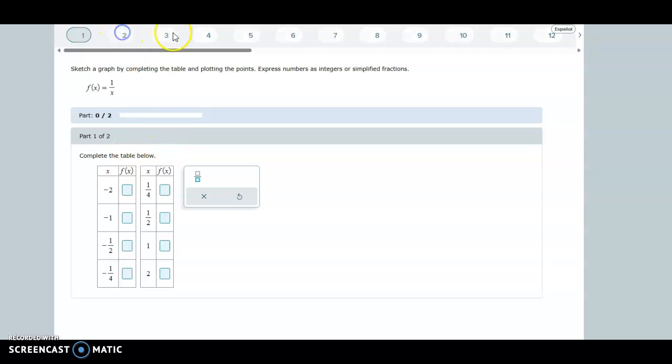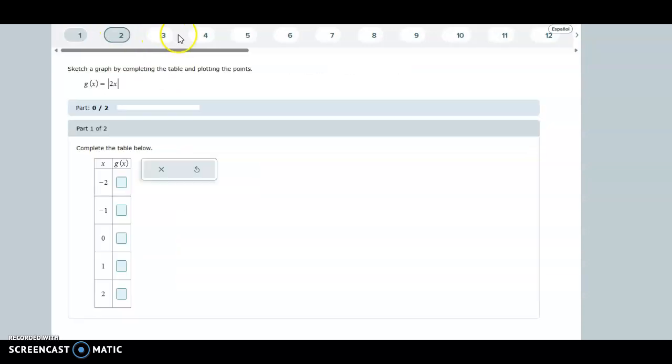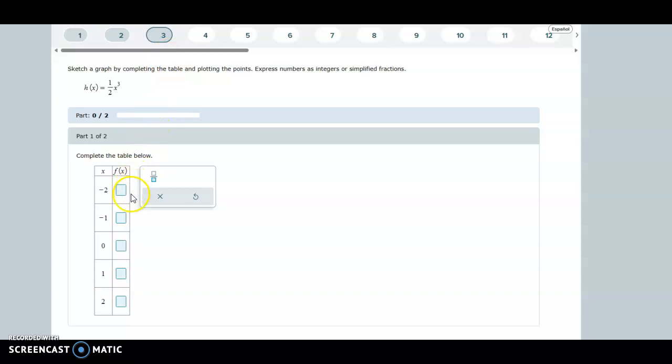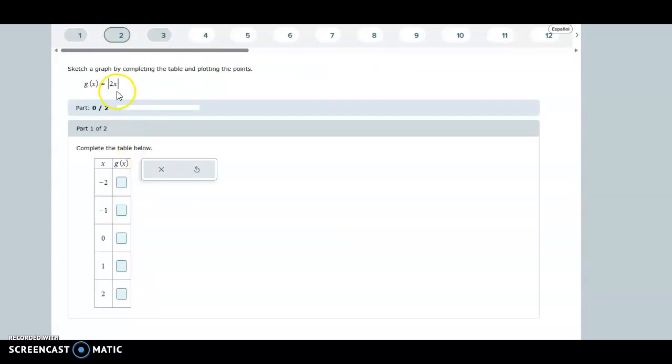I can select what question I want to work on. So here, let's pick question 2. Question 2 says that we're going to complete this table for part 1. In the function here, this is the absolute value of 2 times x. So we're going to put in the value of x and then take the absolute value of it.